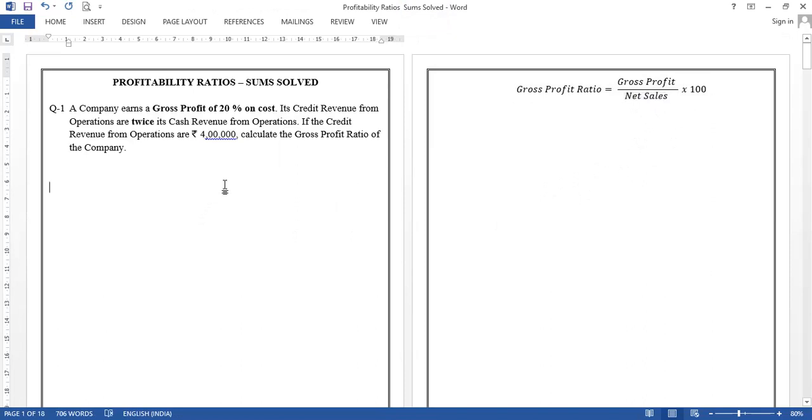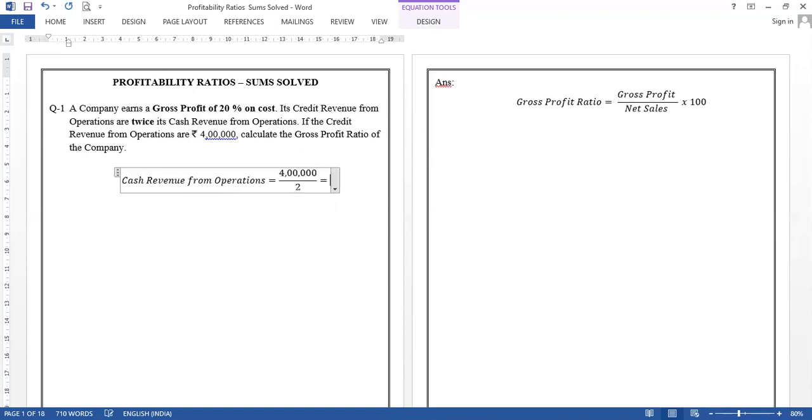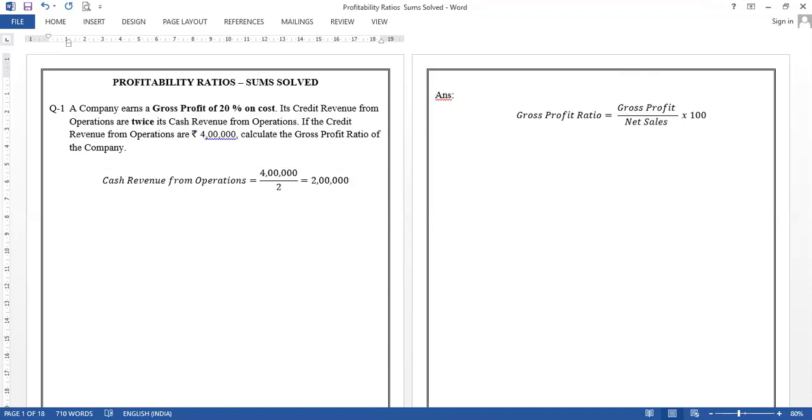Now the hint given to us is that credit revenue from operations, that is credit sales, is twice its cash revenue from operations, and credit revenue from operations is rupees 4 lakh. So it is quite understood that cash revenue from operations will be half of the credit. So 4 lakh divided by 2 will be rupees 2 lakh. So cash revenue from operations is basically rupees 2 lakh.